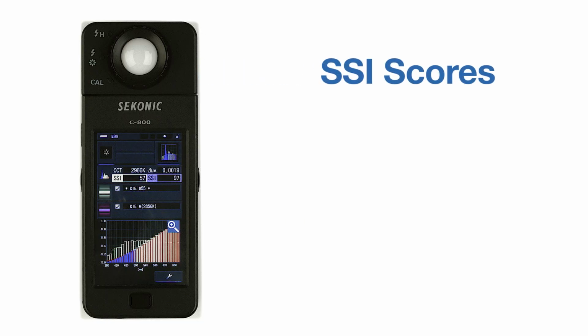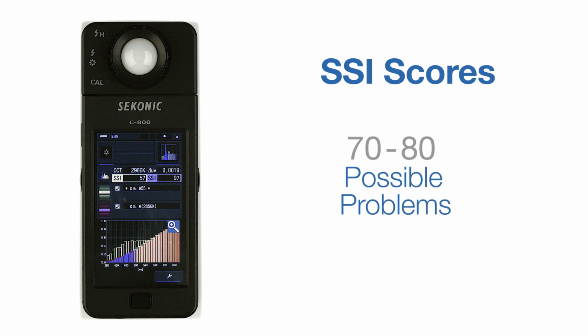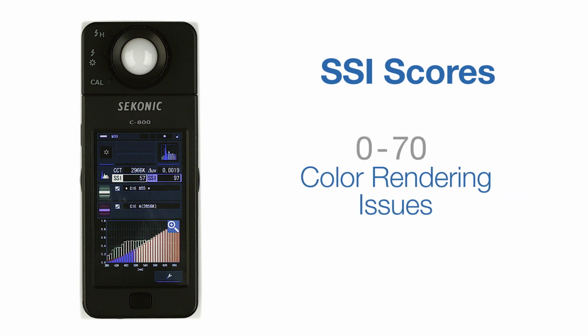SSI is scored from 0 to 100, with 90 to 100 being excellent, 80 to 90 being good, and 70 to 80 meaning you can have possible problems, and less than 70 means you may have color rendering issues.